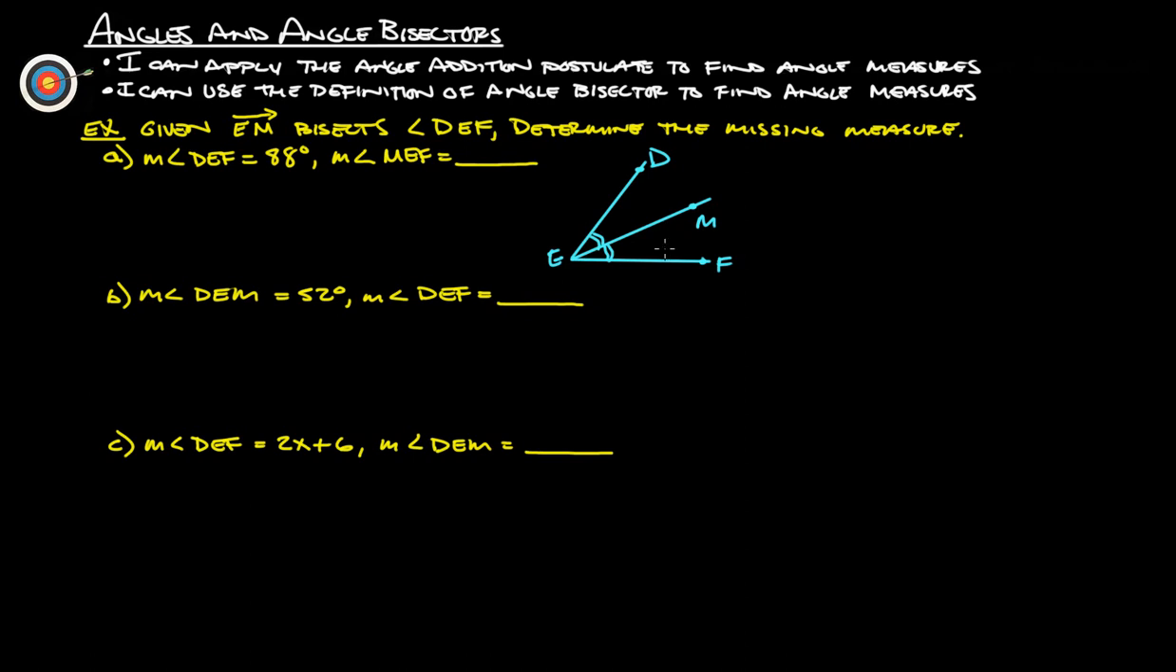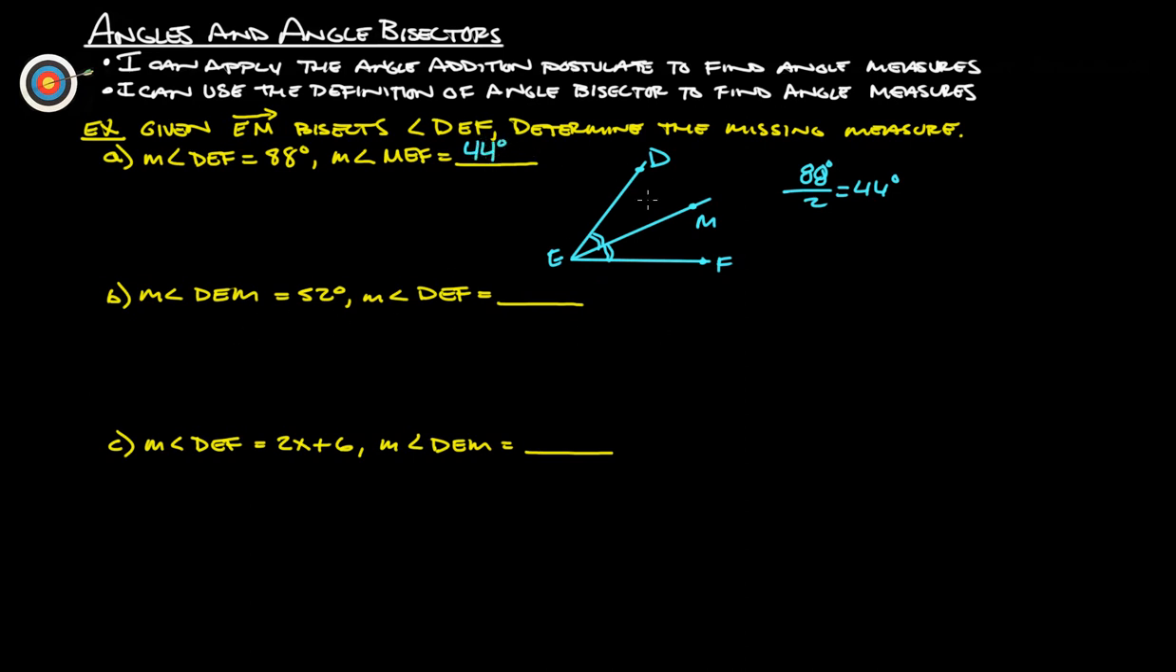Okay, so it says find the missing measure. Part A: if the measure of angle DEF is 88 degrees, so if this whole thing is 88 degrees and this cuts it exactly in half, the measure of MEF, this right here, is going to equal what? If the whole thing is 88 and it got cut exactly in half, we just divide by 2, and we know that each one of these pieces would be 44 degrees.